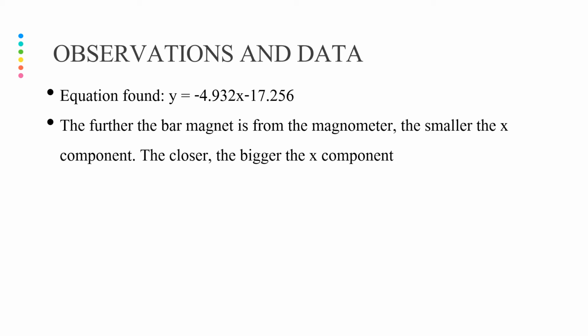Observations and data. The equation found by plugging in all the different values and distances and magnetometer recordings for the different distances from the bar magnet aggregated into an equation that equals y equals negative 4.932x minus 17.256. I observed that the further the bar magnet is from the magnetometer, the smaller the x component. The closer, the bigger the x component. If the bar magnet is sufficiently far away from the magnetometer, the x component reads close to 0.